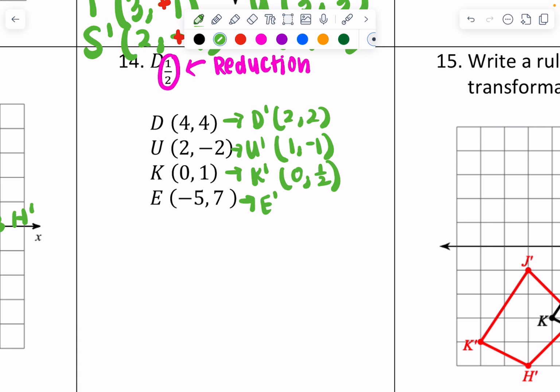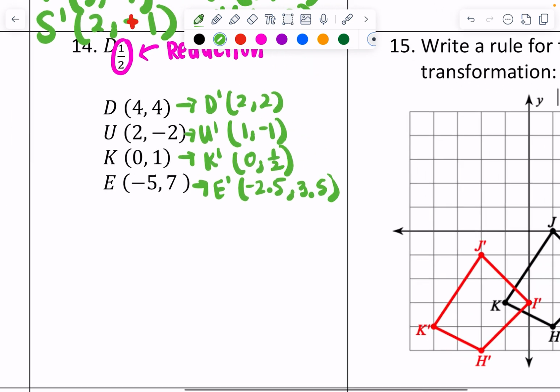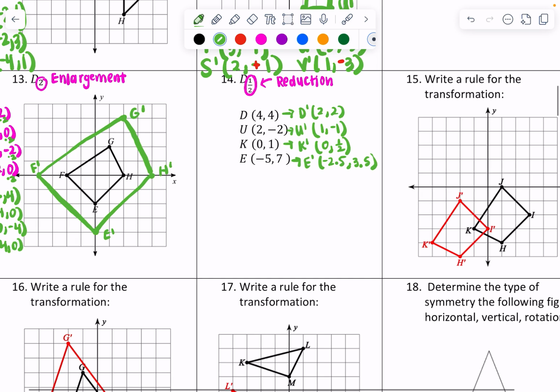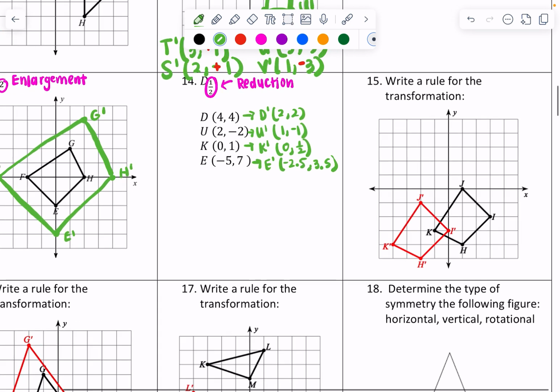I'm going to do -5 times 1/2, or just -5 divided by 2, and that gives me -2.5. And then half of 7, divide 7 by 2, or multiply by 1/2, and that gives us 3.5. So if you want to write that as a decimal or as a fraction, it does not matter. Your answer choice on your 9-week test is multiple choice, so it will only have one of those answers with decimals or fractions.